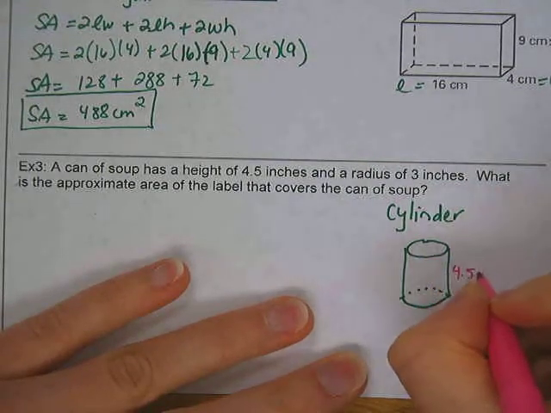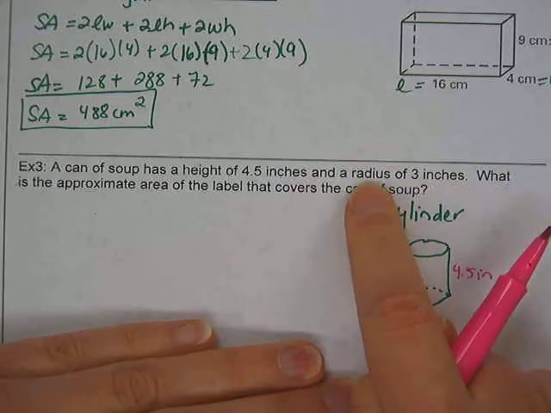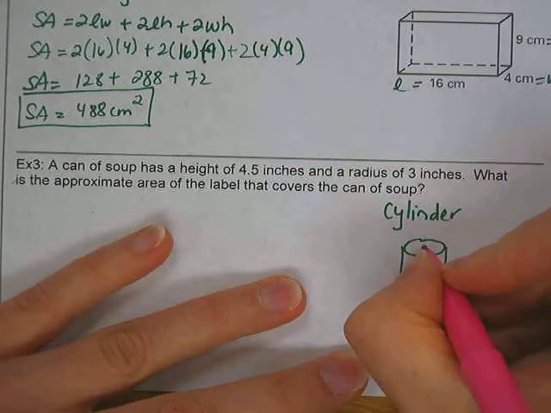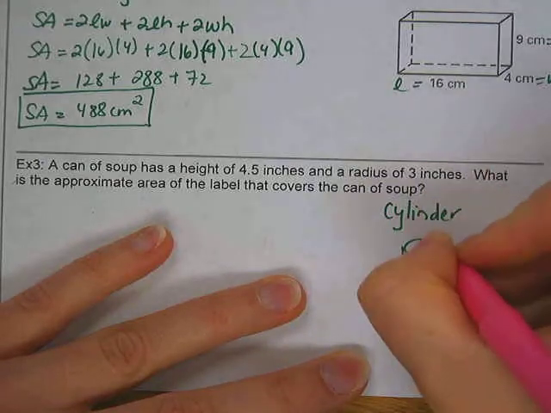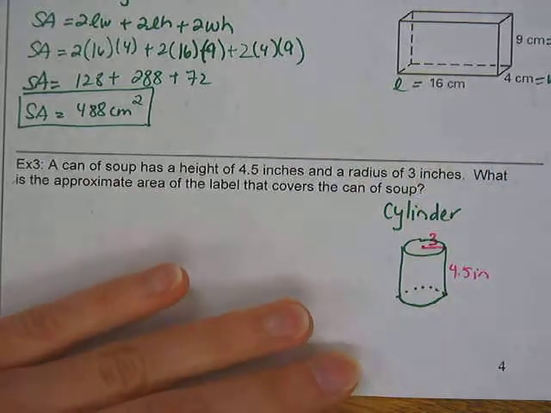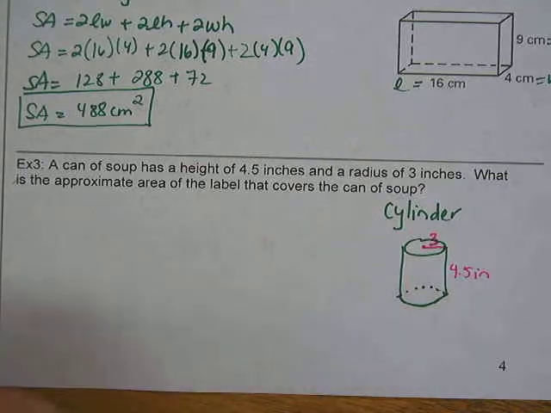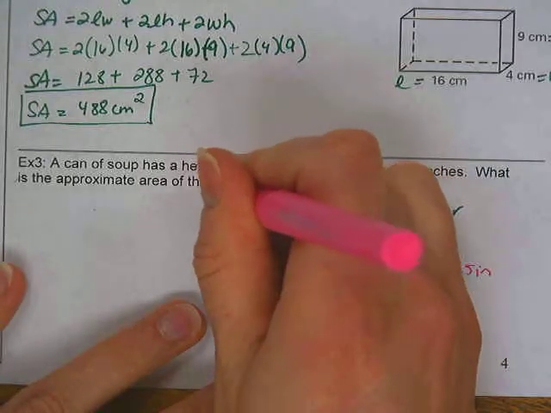Now labeling this, height is referring to the distance between the 2 circles. So this is going to be 4.5 inches. It says that it has a radius of 3 inches, so I'm going to put a dot in the middle there. I'll squeeze it in. Call it a 3 there.